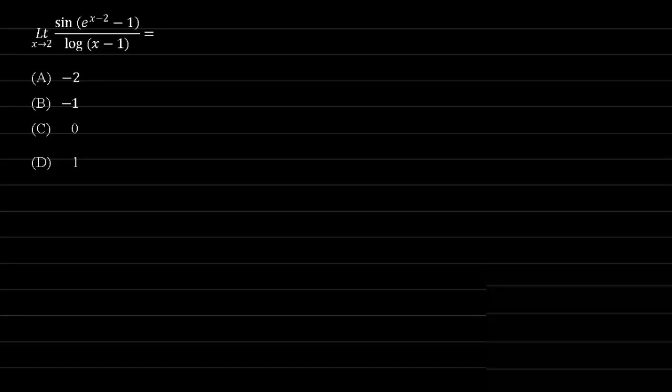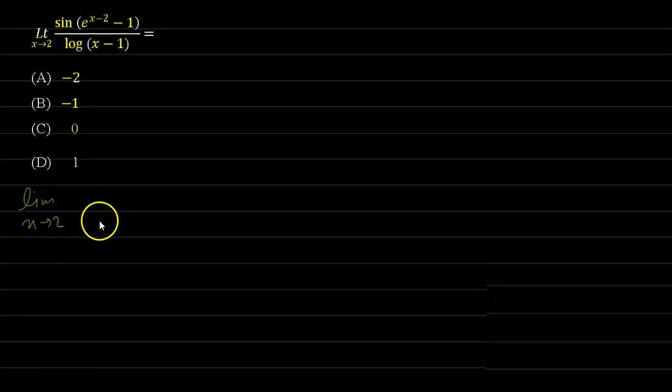Hello student, in this section we will solve a question from the topic limit and derivative and from the subtopic evaluation of the limit by using some standard formula. So the question is limit x tends to 2 sine of (e to the power x minus 2 minus 1) divided by log of (x minus 1), and the options are minus 2, minus 1, 0 and 1.